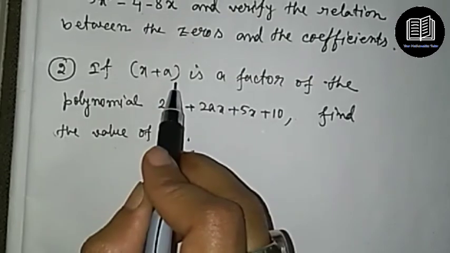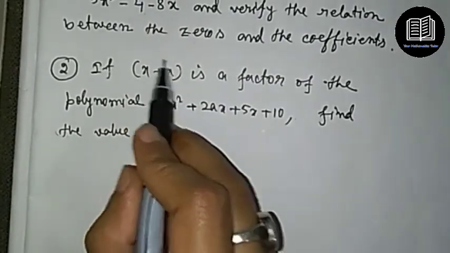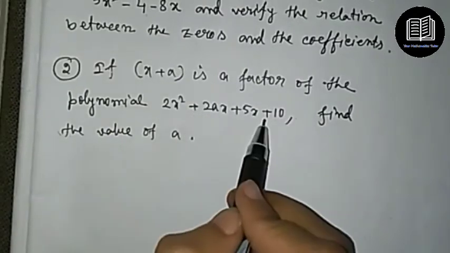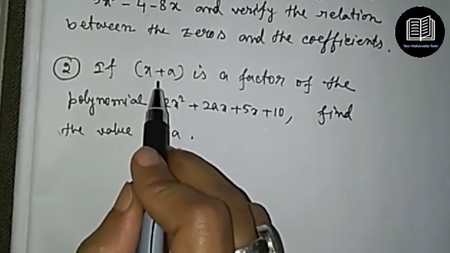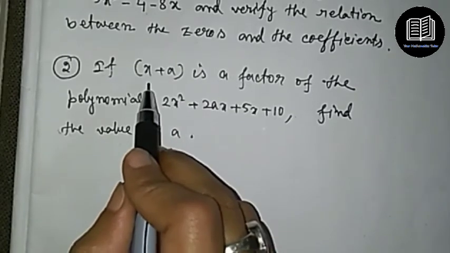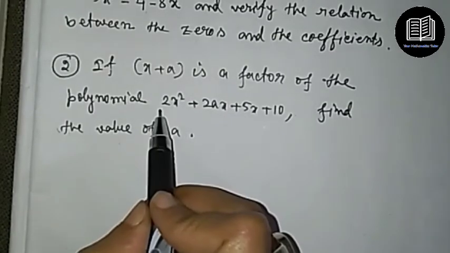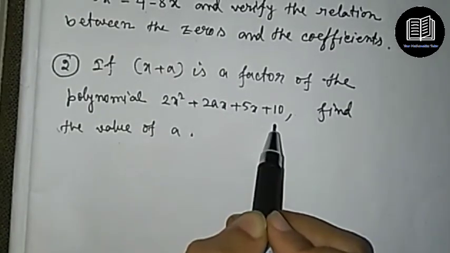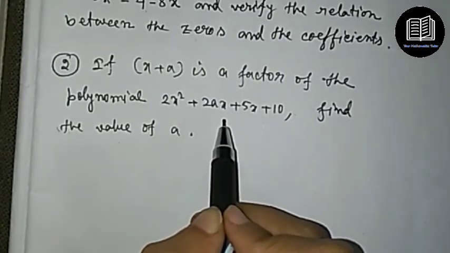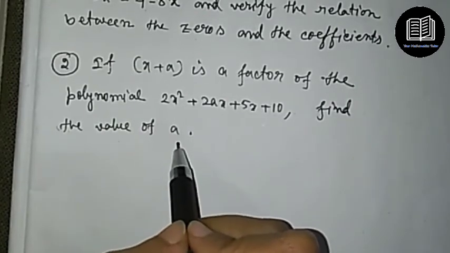Remember the factor theorem? The factor theorem states that if x plus a is a factor of this polynomial, then f of minus a must be 0. Right? f of minus a must be 0. So find f of minus a from here and make it equal to 0. Then the value of a will be found.